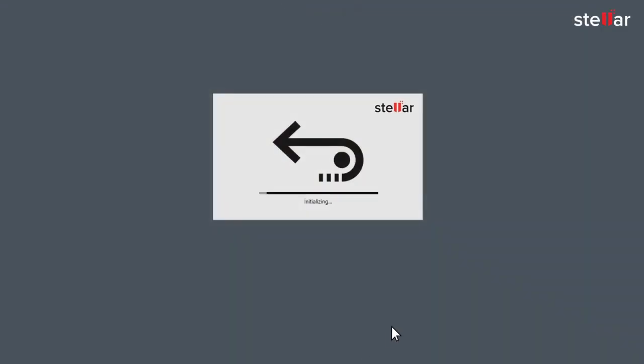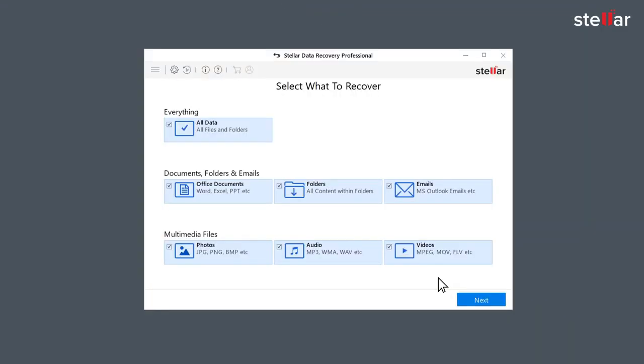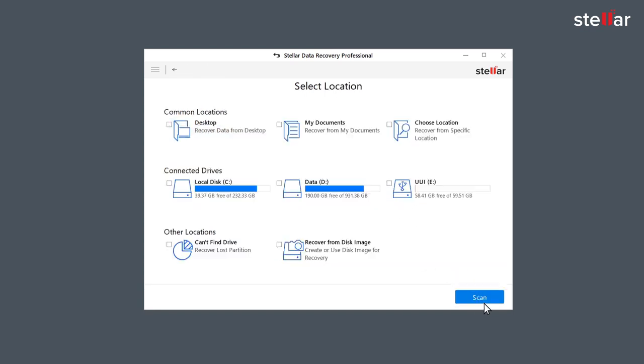Just launch the software and select what data you want to recover. If you wish to restore specific data, then you have the option to customize your scan. Stellar lists all connected storage devices, including your internal or external drives, which includes hard drive, SD card, USB drive, and other external storage devices. Select the drive you want to recover your deleted data from and turn on the Deep Scan.